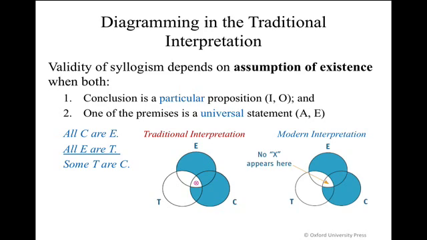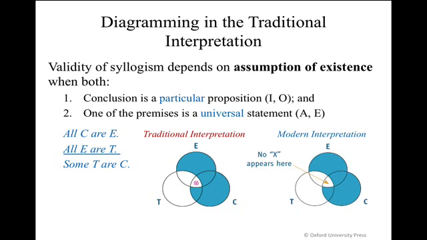Let's first look at the modern interpretation, and notice that when we diagram all C are E and we diagram all E are T, we do not assume a member of the subject class for either the major premise or the minor premise. That's why there's the note that says no X appears here in that overlap area.